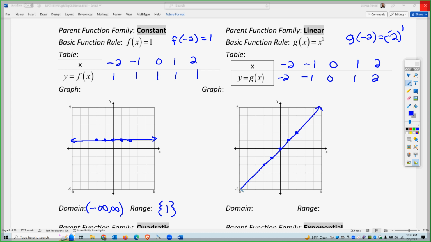So this is just a line that goes forever in both directions. And that line will move up and down and increase and decrease the slope depending on how you modify the function, which we'll do later on. But this is the most basic linear. So it goes forever left, forever right, forever down, and forever up. All right, let's try a couple more.